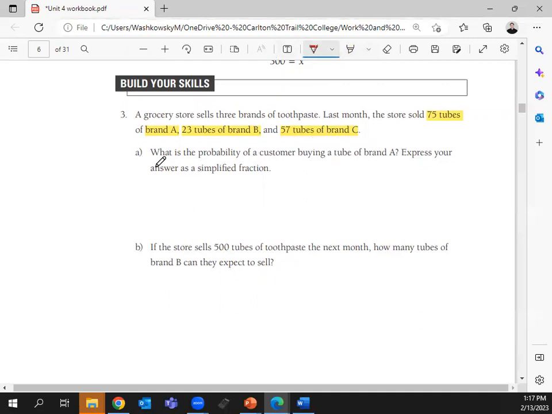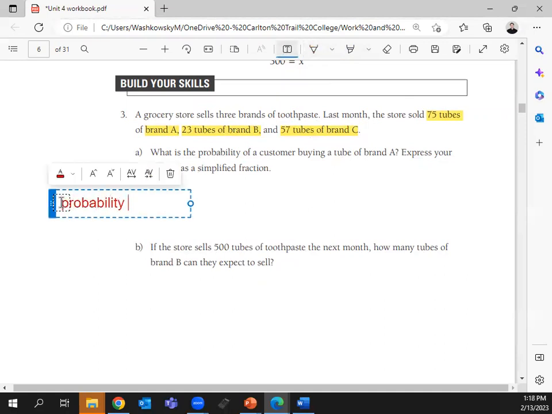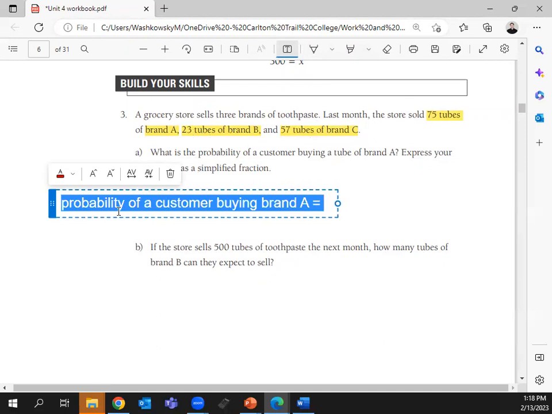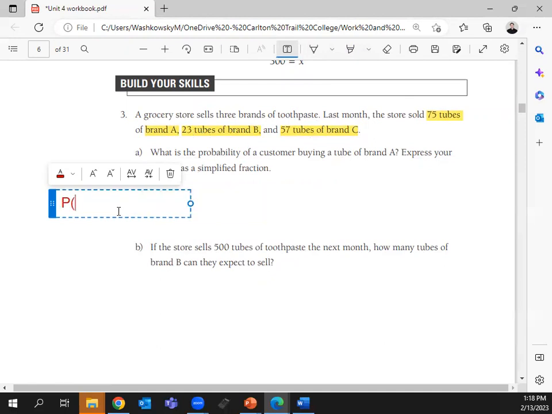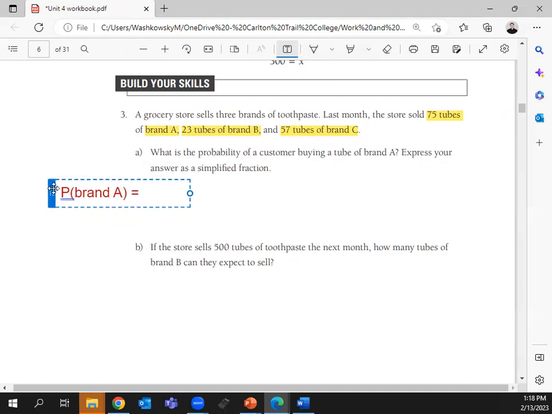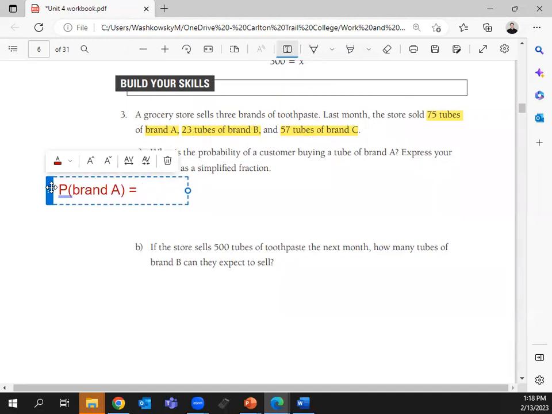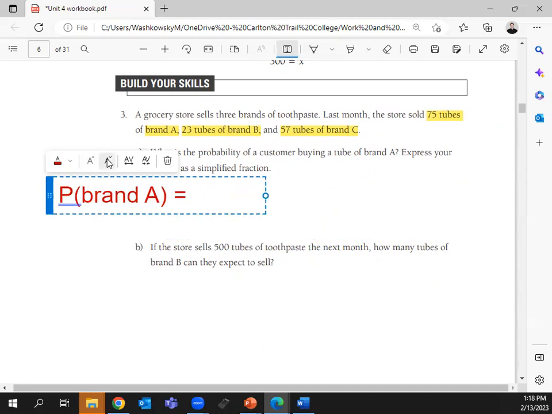First off, don't write this down. Instead of writing this, we shorten that, right? Probability P of brand A is equal to something, right? Way easier. You can write that down now. That's okay to write down. Let me make that bigger. A little too big.